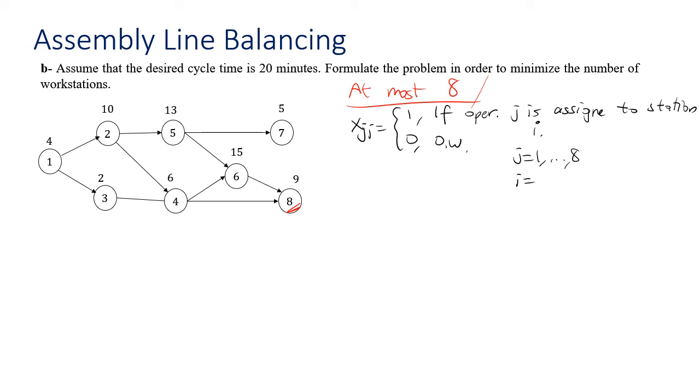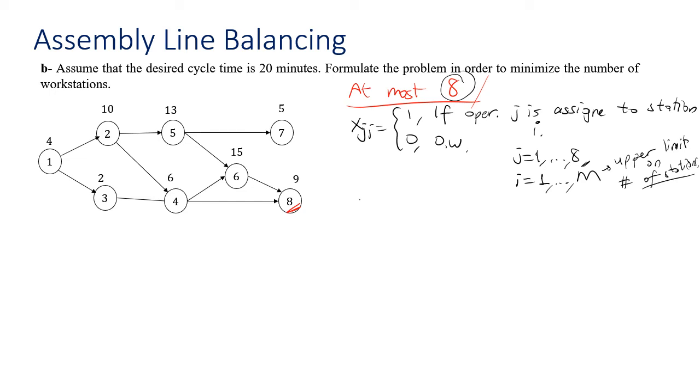And i is the number of stations. And how many stations do we have? We don't know. And for this purpose, we are going to use this upper limit, and we will say that i goes from 1 up to a big M. This is the upper limit on the number of stations. And this upper limit may be selected equal to the number of tasks, which is 8. And this is our first decision.